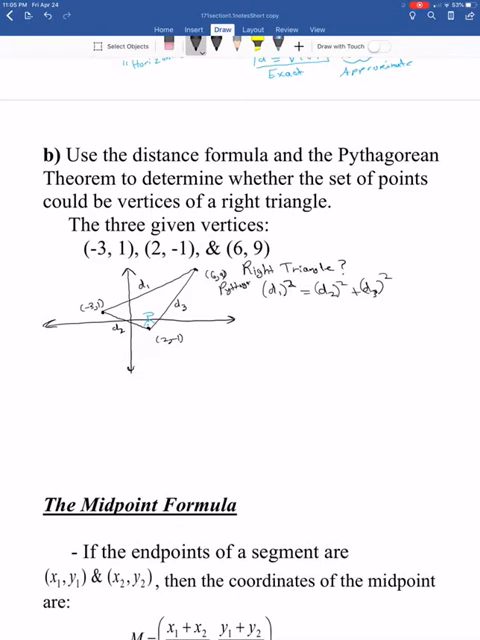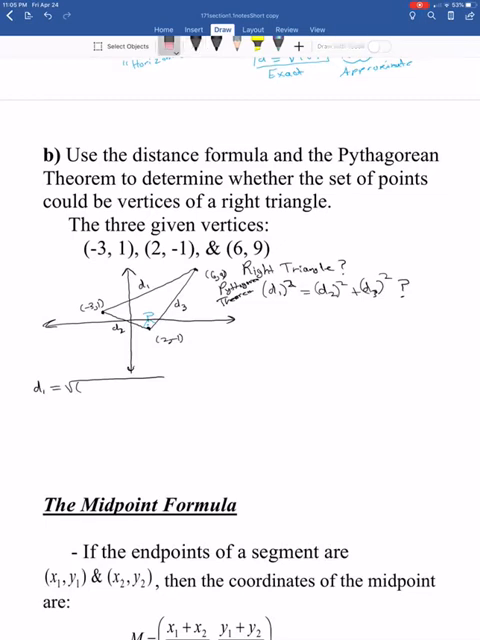Right? So that's what we've got to prove. That's our work in this example. So let's find these three lengths. That's our question at hand: is it a right triangle? So what is D1? Let's use our distance formula. D1 is equal to the square root of the change in x squared.